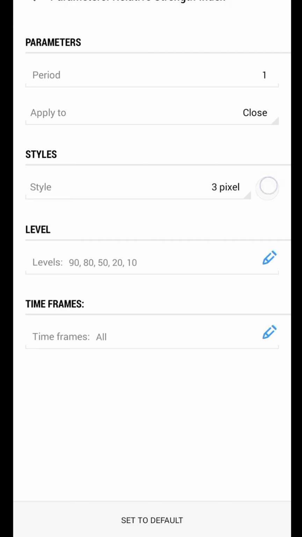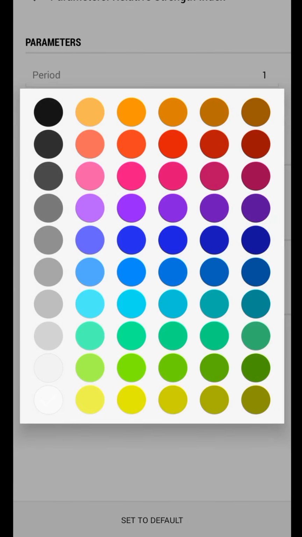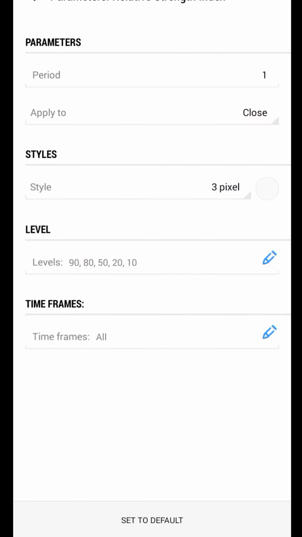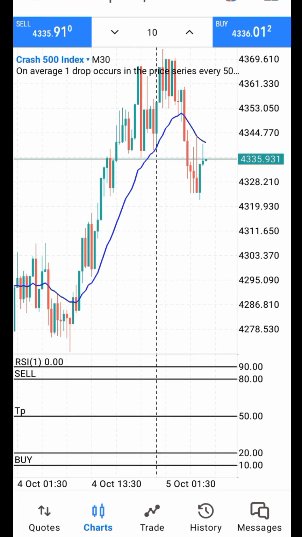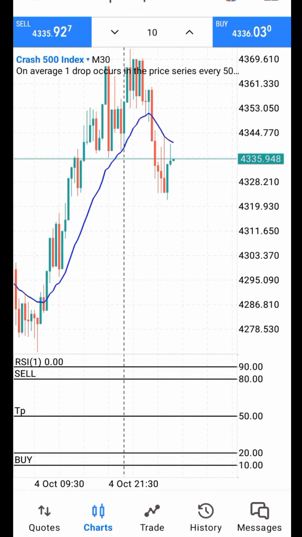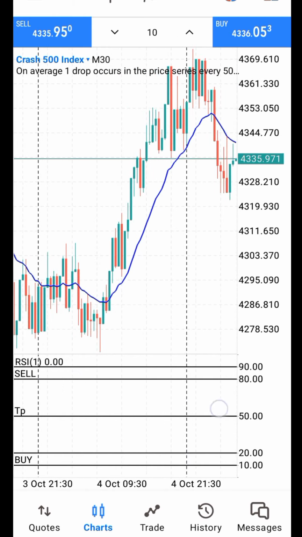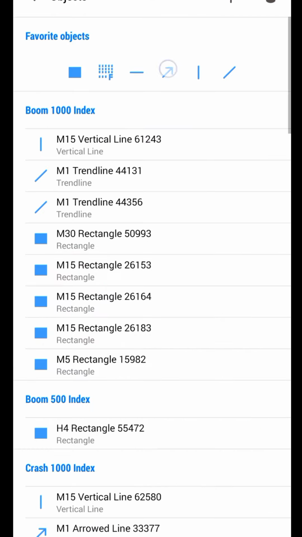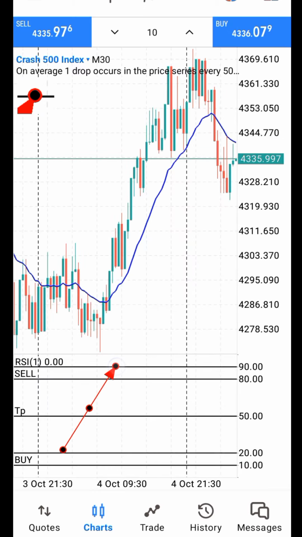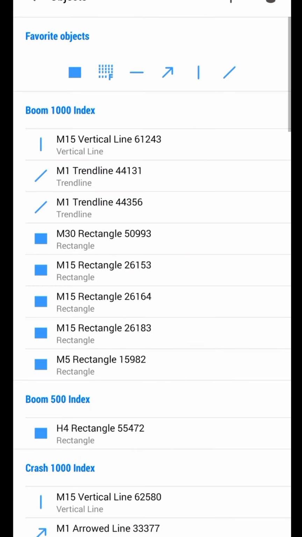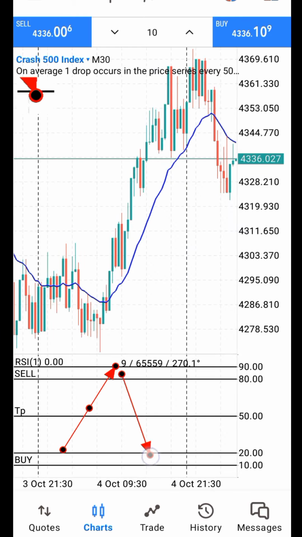Here is the style. Choose the background color of your chart. If you are using a dark background, choose black. If you are using white like mine, choose white. Then click on done after that. Let's go back to the chart. If you have something like this, you can see the area has been labeled sell. When the market buys to this level, we expect it to sell, and when the market sells to this level, we expect it to buy.